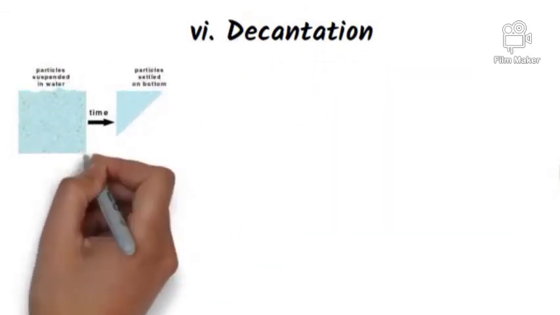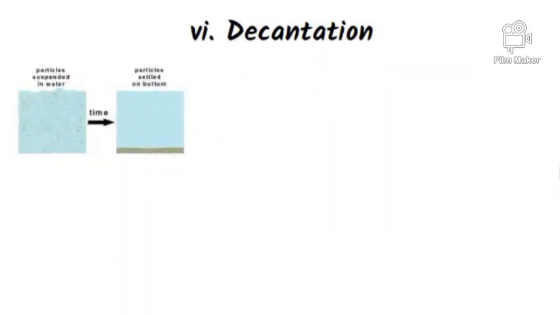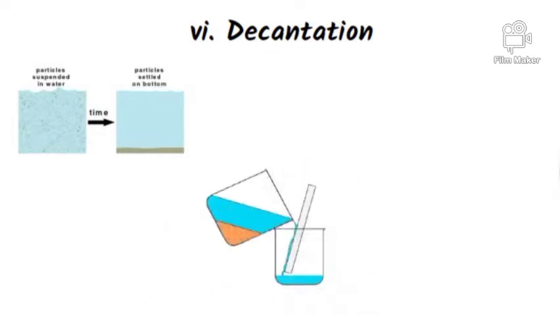Decantation. If a liquid containing suspended particles is allowed to settle in a vessel, the solid matter will settle down at the bottom of the vessel, forming a sediment, and the upper layer of clear liquid can be poured out without disturbing the sediment by the process called decantation. The solid particles which are insoluble in liquid can be separated by decantation. For example, a mixture of sand and water.